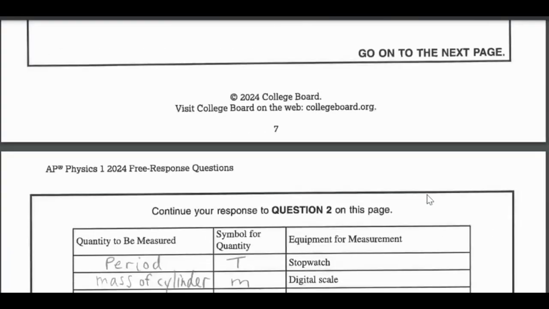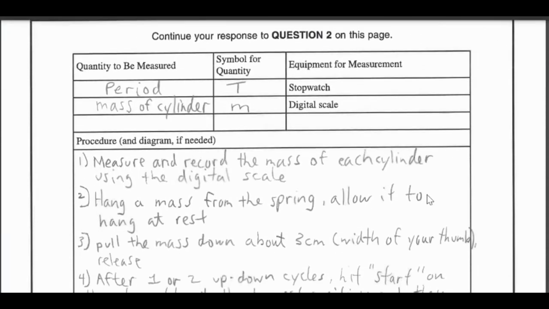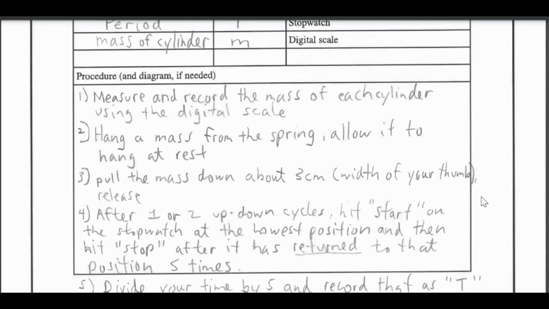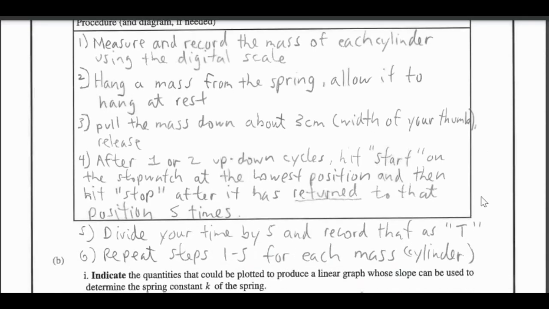Based on the things they gave us for the stopwatch, we're going to be looking for the period, the amount of time it takes to complete a cycle. So like start from the bottom, go all the way to the top, and then back down to the bottom. And then we have the symbol m, the mass of the cylinders. So here's what I'm going to do. This is probably not the perfect procedure, but I think it's pretty decent and covers most of our bases.